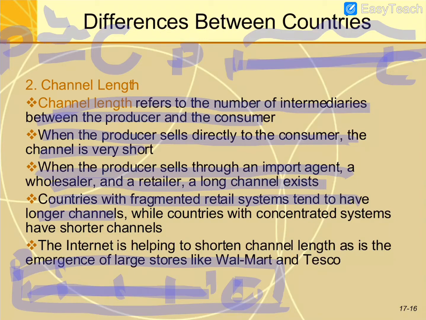Okay, the internet is helping to shorten channel length, as in the emergence of large stores like Walmart and Tesco. So you can see now, with Tesco, you can make it that short, because the internet already helps make it short. So you just go to the internet and order, and they can sell directly to you.